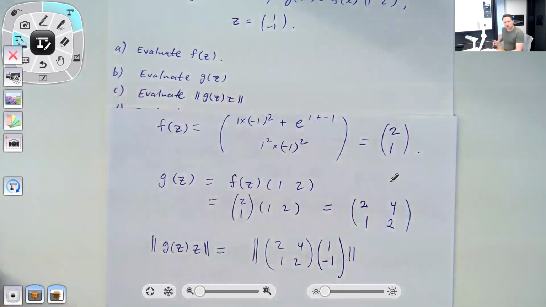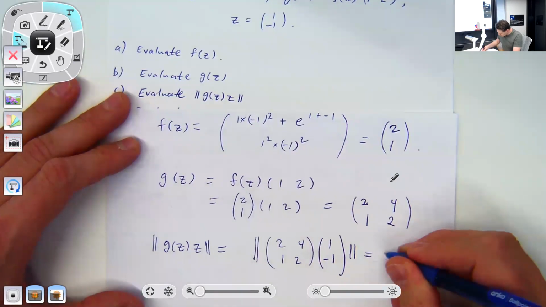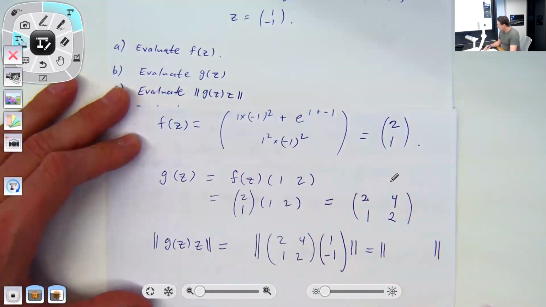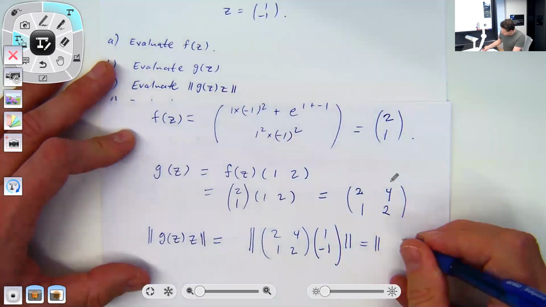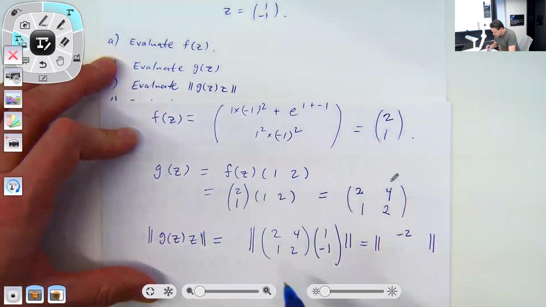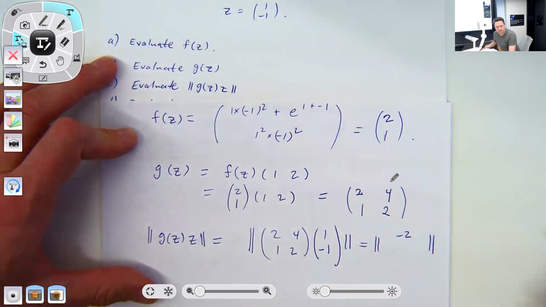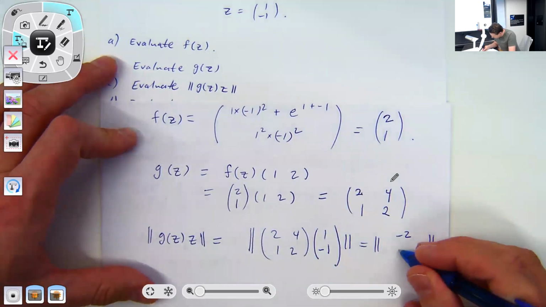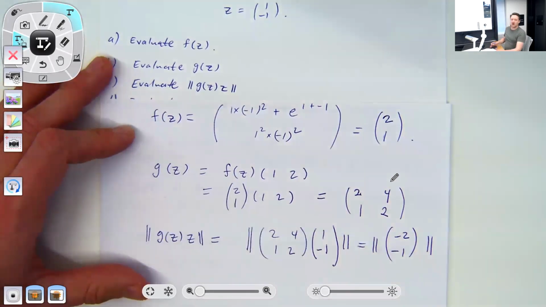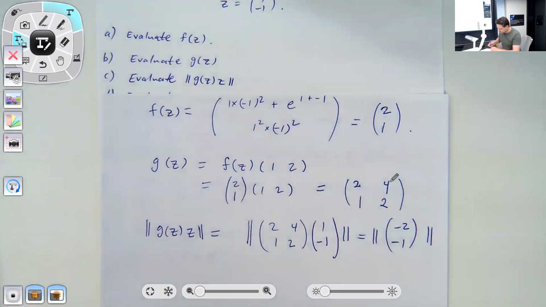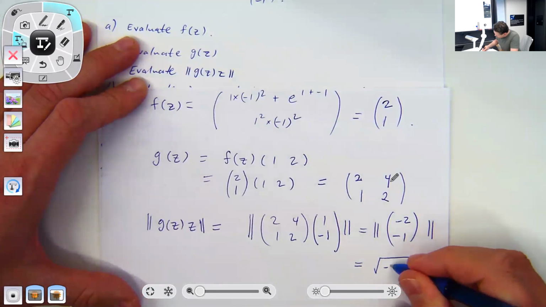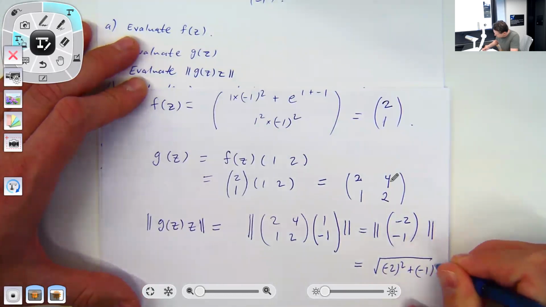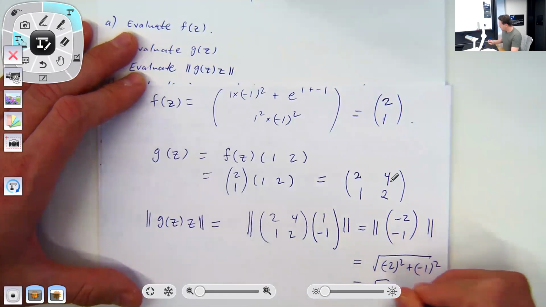All right, great. So now we multiply this. We still need to write the symbol for the norm. But now let's see, 2 times 1 plus 4 times minus 1. So that gives us minus 2. And then 1 times 1 plus 2 times minus 1. Well, you add those together and you get minus 1. Okay, so now all we have to do is take the Euclidean norm of that. And so that's the square root of minus 2 squared plus minus 1 squared. So root 5. Okay, and that one's done.